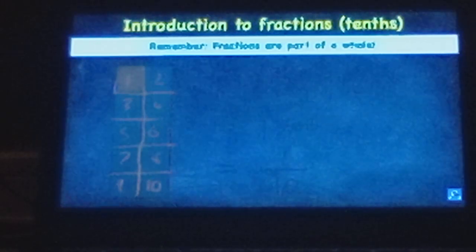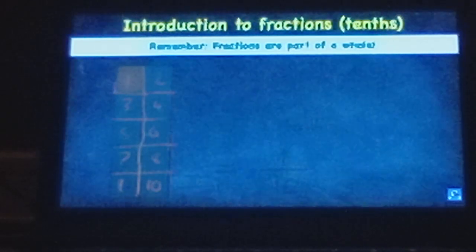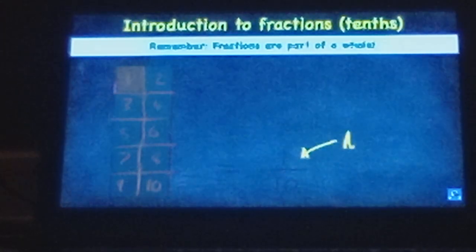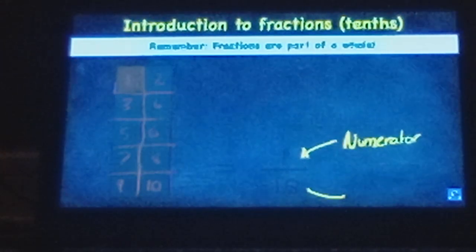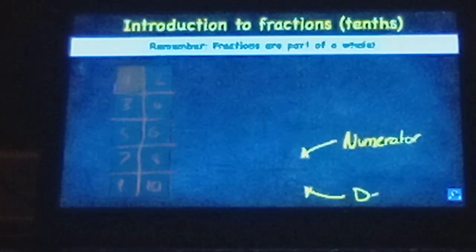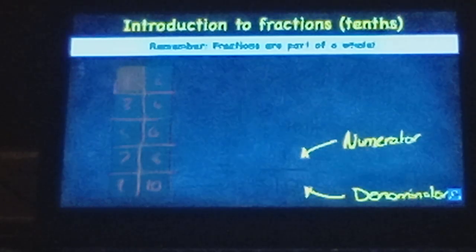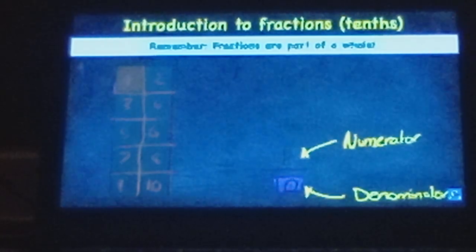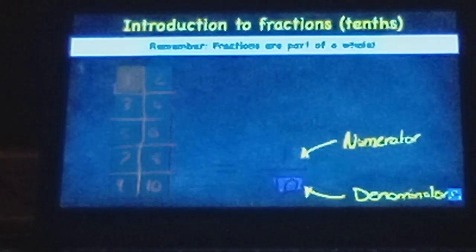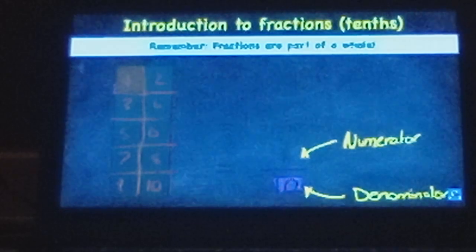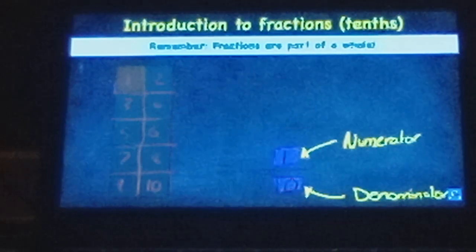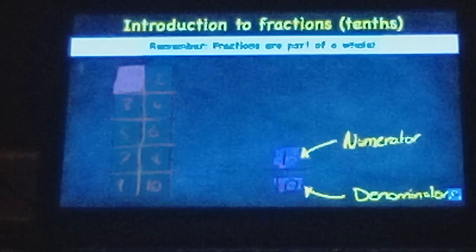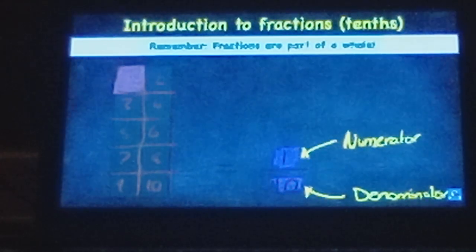Now at this point, it's quite important to learn what we call these different numbers. The number on the top is the numerator, and the number on the bottom we call the denominator. And their jobs are pretty important. The number on the bottom shows how many we've split our whole bar into. In this case, we split it into 10. And the numerator, the number at the top, shows how many we're focusing on, how many we're looking at. And in this case, it would be 1.